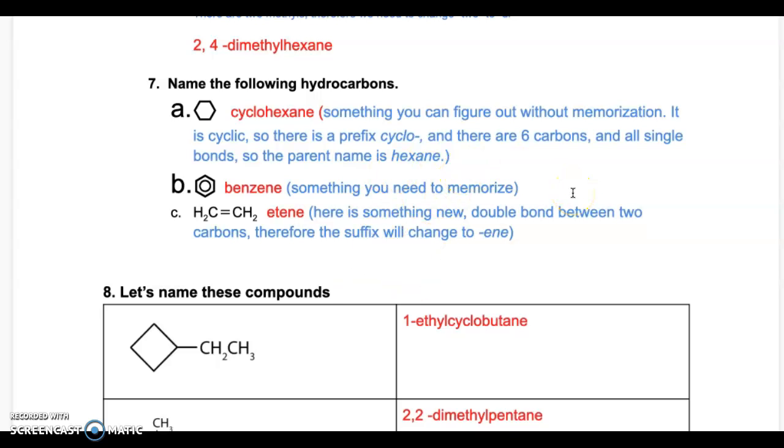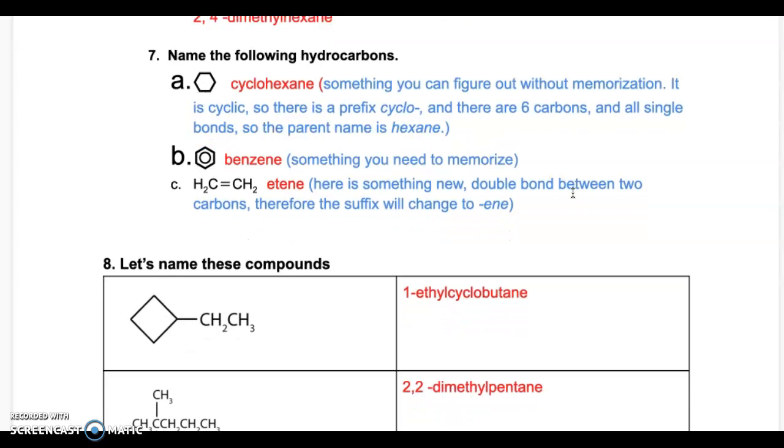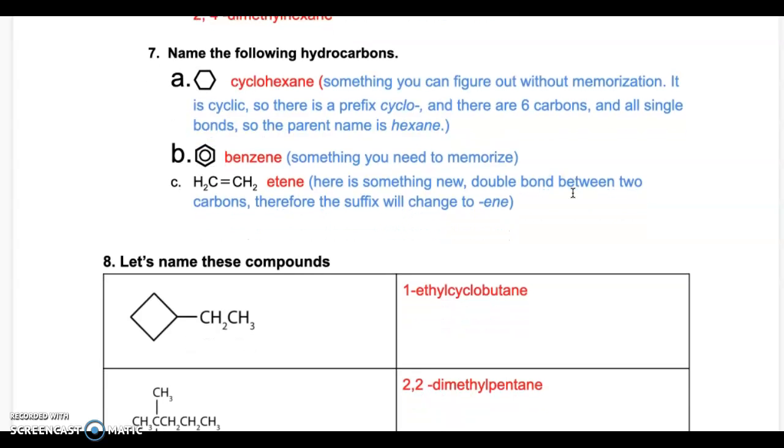Okay, so let's try to name some of the other things that are very common, and some of them you actually have to memorize because you will see them so often that it's easier to memorize than to look it up and try to figure it out. So example A is something cyclic, right? And it has 6 carbons. 1, 2, 3, 4, 5, 6. So you know if it's cyclic, you write cyclo as a prefix, right?